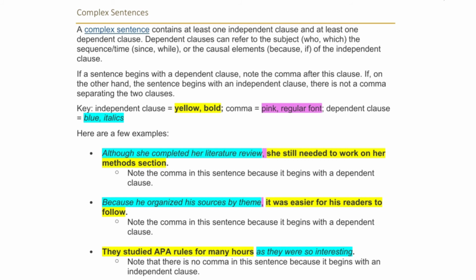For the other example, the independent clause is "They studied APA rules for many hours," and the dependent clause is "as they were so interesting." There is no comma in this sentence because it begins with an independent clause.